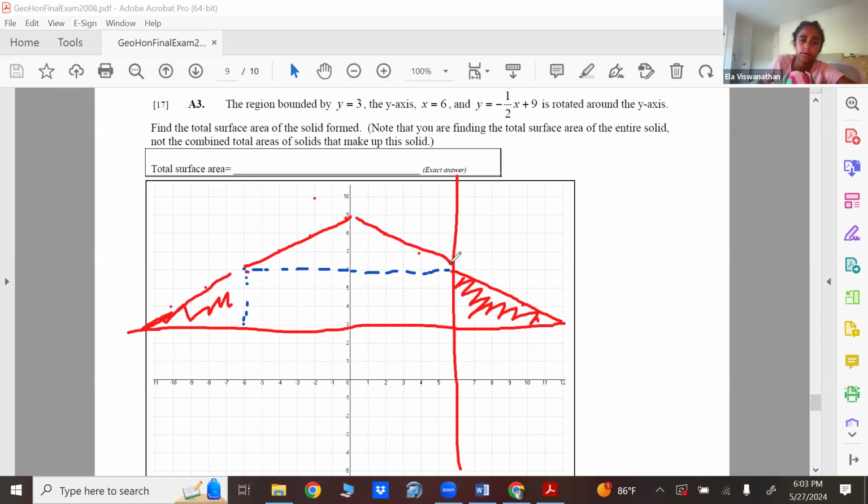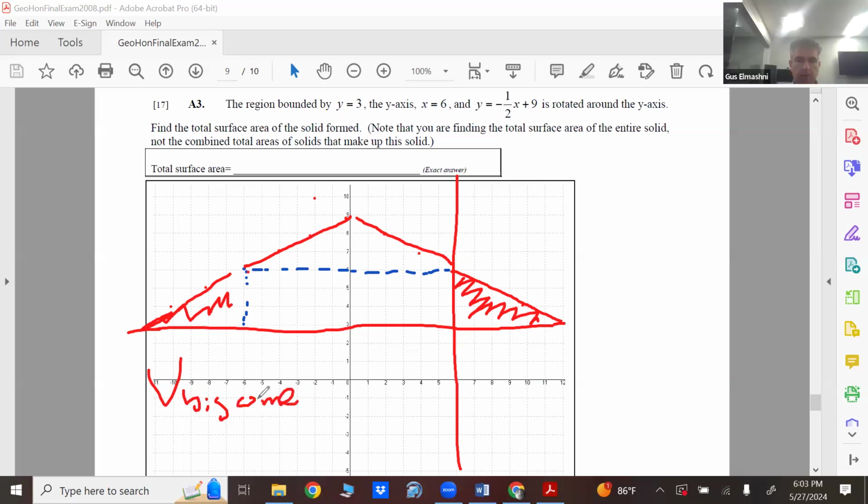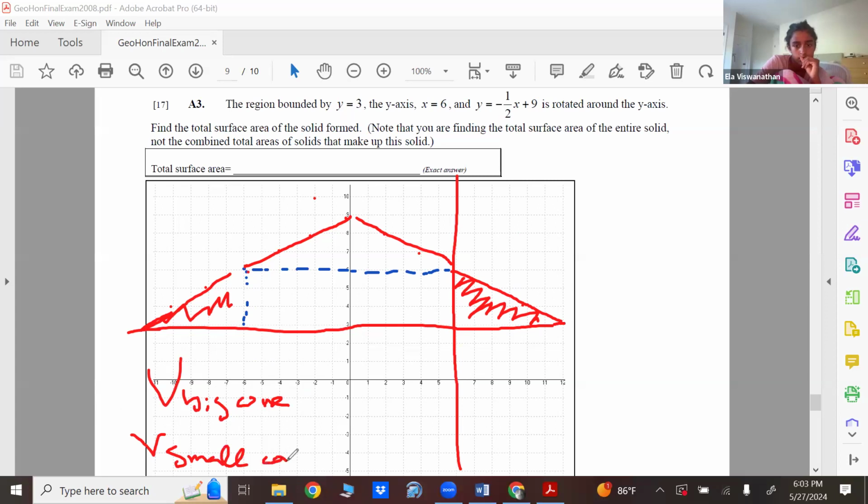Is it going to make like a fruit stand? Is it a cone? It's not quite a cone, it's just what's left over. So you have your big cone, right? Find the volume of the big cone first. Then find the volume of the small cone. Then find the volume of the cylinder.